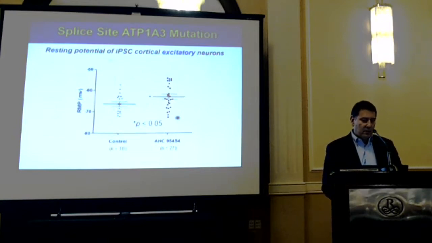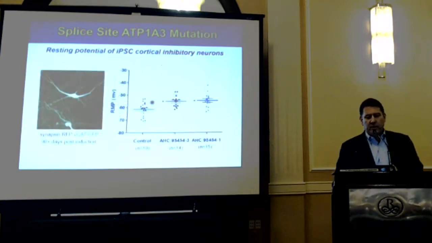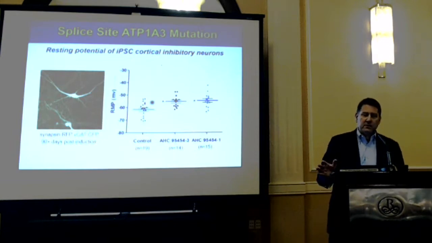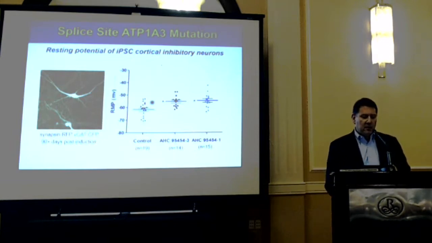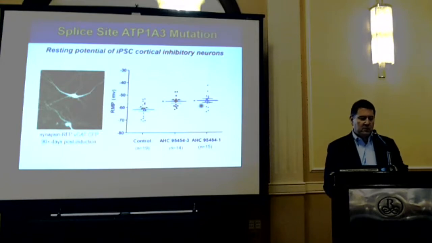completely different types of neurons. We looked at cortical excitatory neurons, which is what we had been working with. We see this less negative resting potential there, and we also looked at so-called inhibitory neurons or interneurons. Dr. McCarty mentioned that in his talk, and we see the same effect. So there's a depolarized, or less negative, resting potential in those neurons as well.